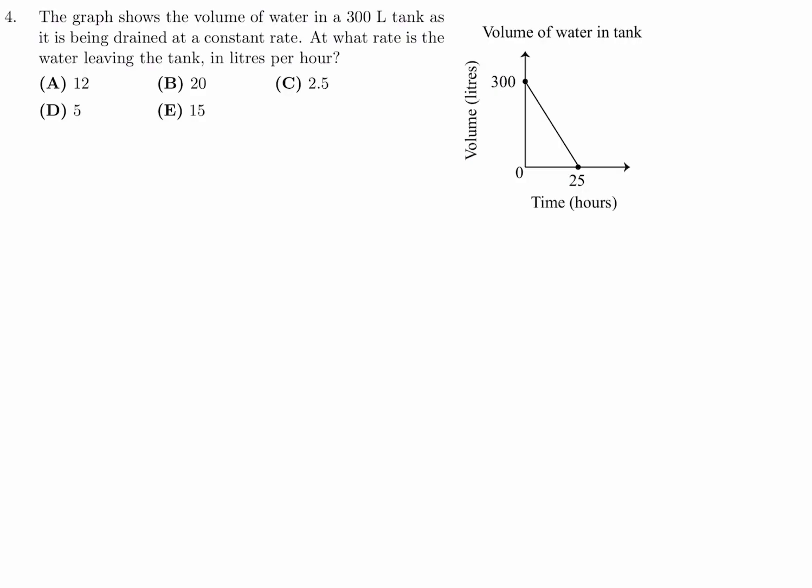The graph shows the volume of water in a 300-liter tank as it is being drained at a constant rate. What rate is the water leaving the tank in liters per hour? Well, 300 divided by 25. That's the rate at which the water is leaving the tank. It's essentially the slope of that line. Rise over run, basically. And you guys know about that. So this is just 12. So number 4, the answer is A.